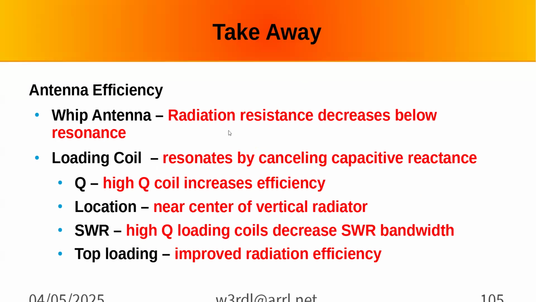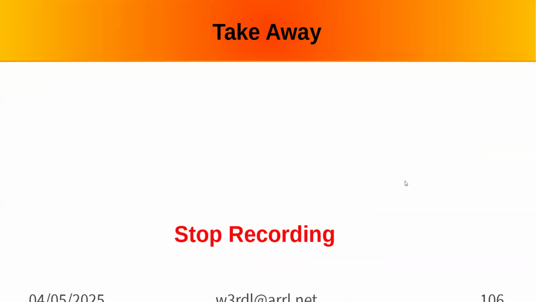We talked about efficiency, where as the radiation resistance decreases, the efficiency decreases because it's a short antenna. Where to put the loading coil. The higher the Q, the better the efficiency, but the lower the bandwidth. And with top loading, you get some of the efficiency back.